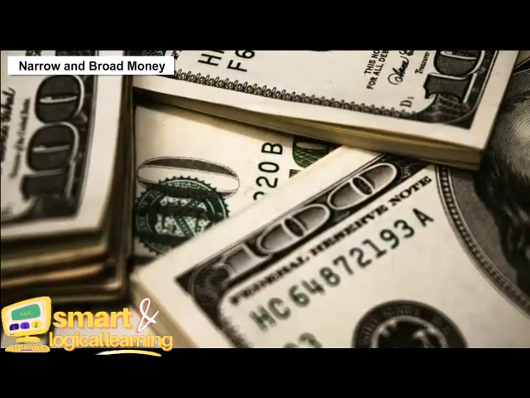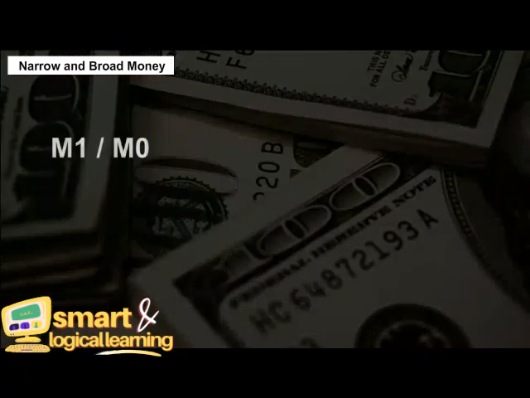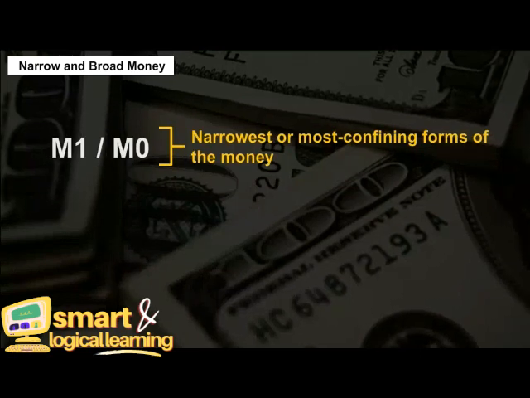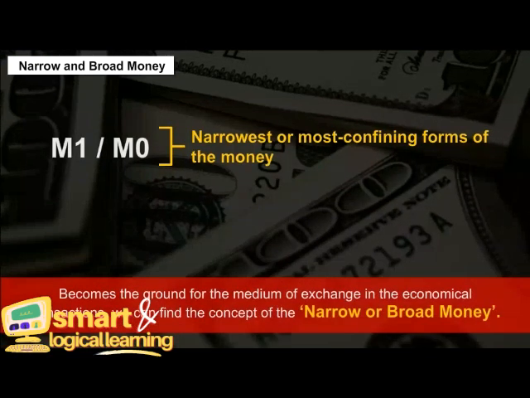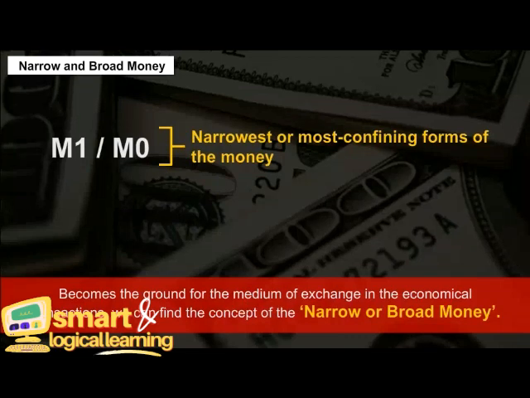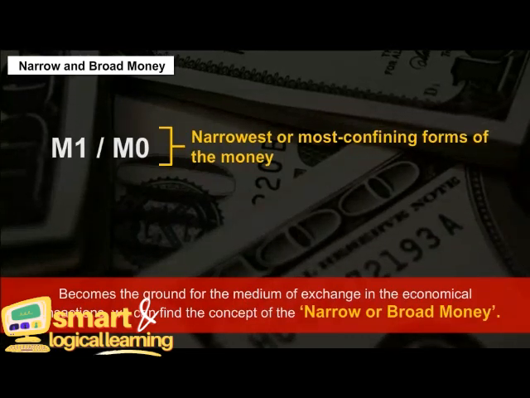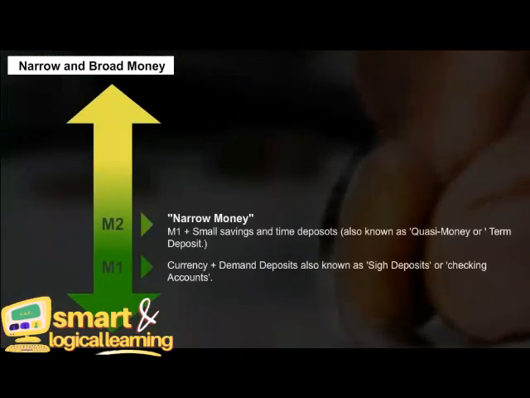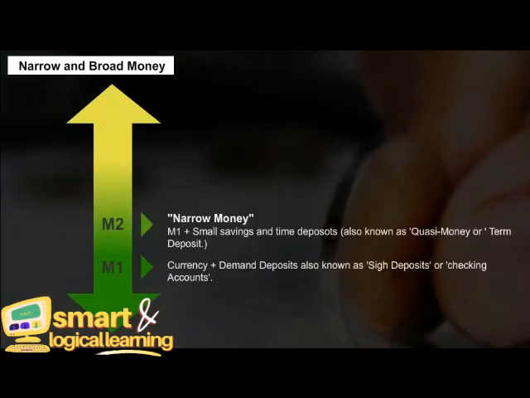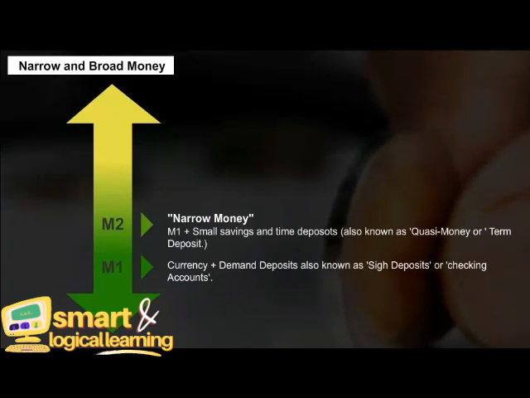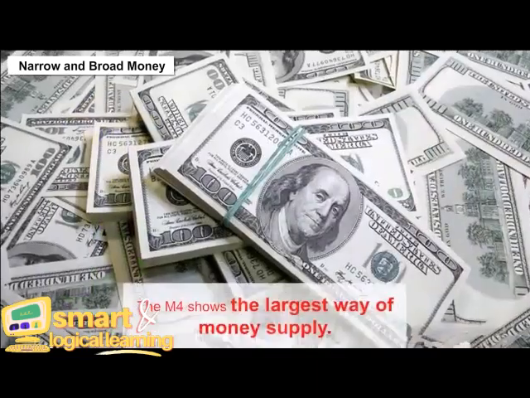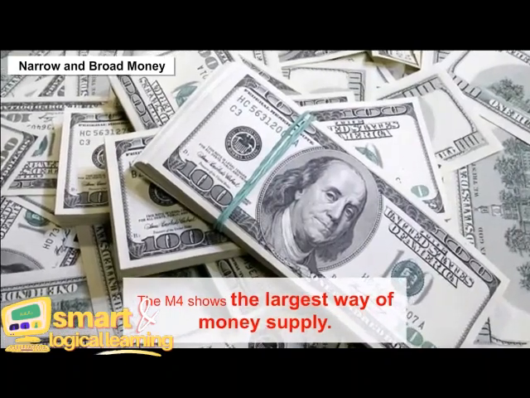Narrow and broad money. From the calculation where M1 or M0 is the narrowest or most confining form of money and becomes the ground for the medium of exchange in economic transactions, we can find the concept of narrow or broad money. In general, M1 and M2 depict the narrow form of money, and M3 and M4 signify the broad money. M4 shows the largest way of money supply.